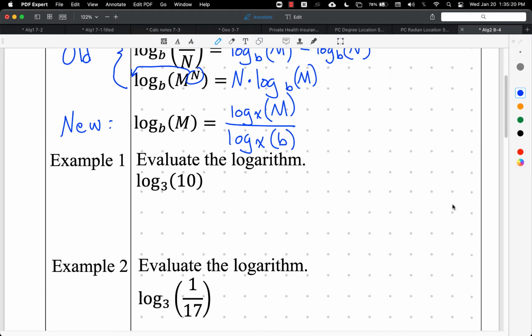Question, what? So for our new formula, would we try and pick a value of x for x? Yeah, the value of x should either be e or 10 because those are the only two that the calculator has.